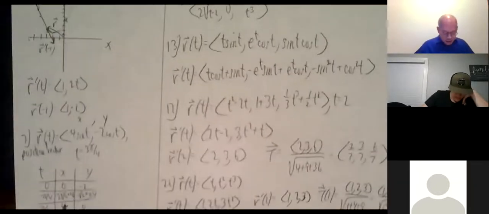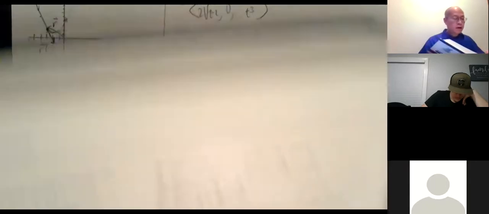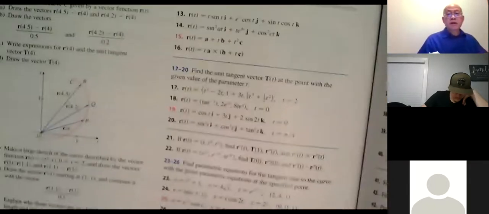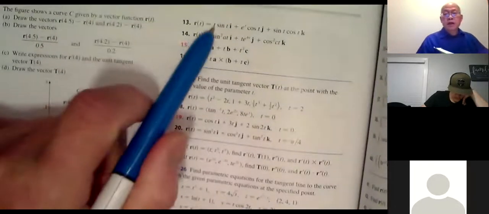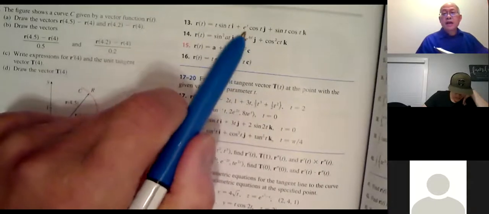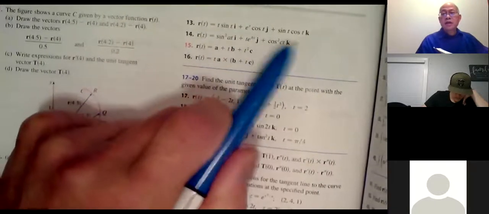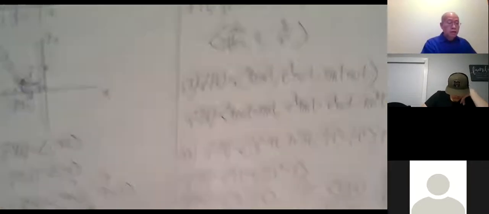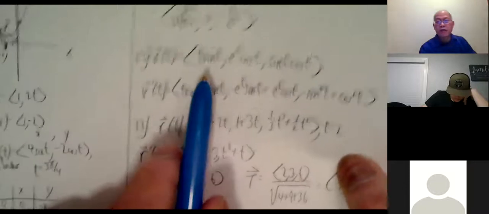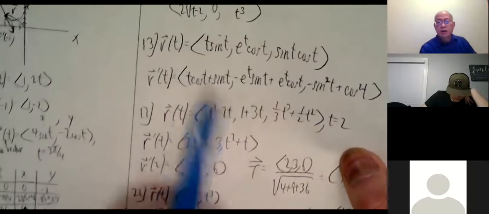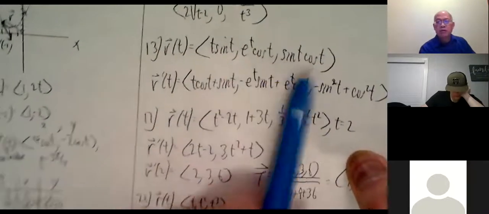Okay, then 13 is just a little bit longer. A lot of this is just a review, frankly, of Calc 1. So 13, find the derivative: t sine t i, e to the t cosine t j, sine t cosine t k. And you know me, I'm going to write it without the i, j, and k because it's shorter. So it really looks like product rule, product rule, product rule, right?